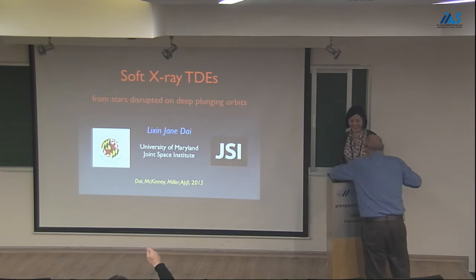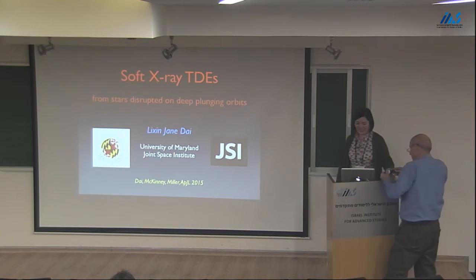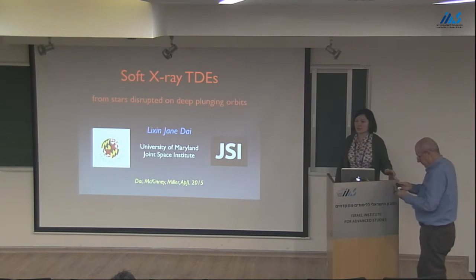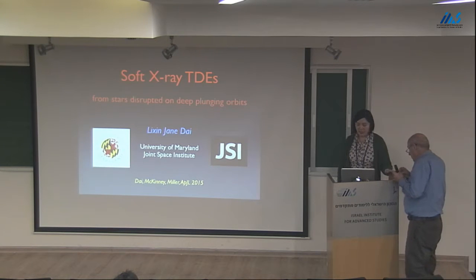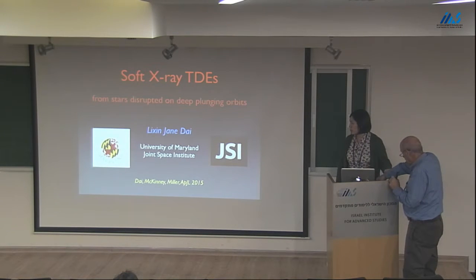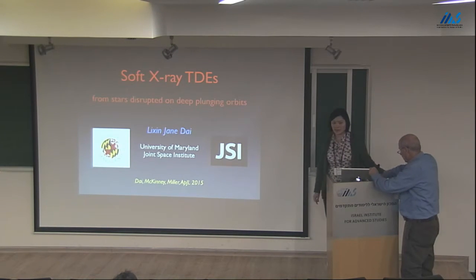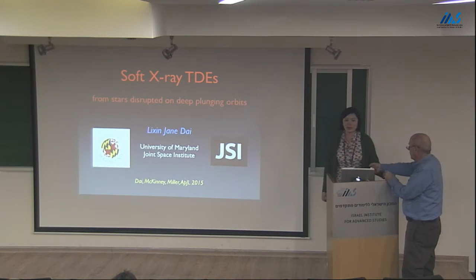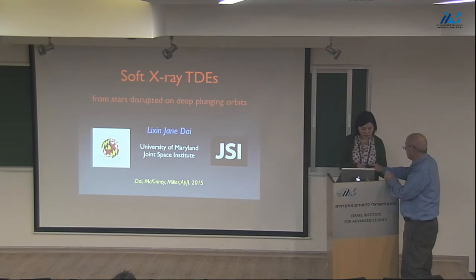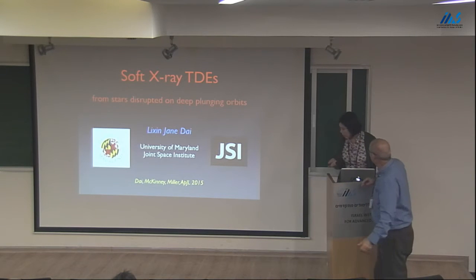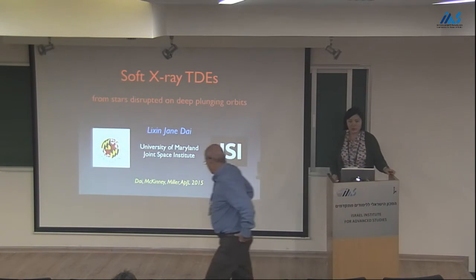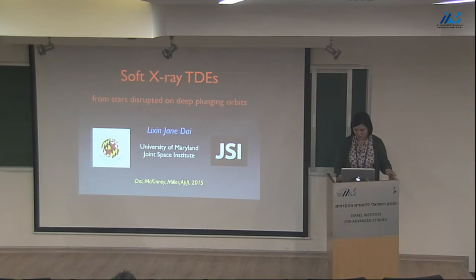The main model is from stars disrupted on deep plunging orbits. For the work I'm going to present today, most of the results were done with my collaborators, John McKinney and Cole Miller. Thanks. And the result was just published late last month.